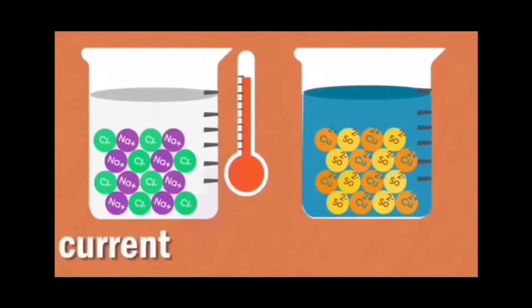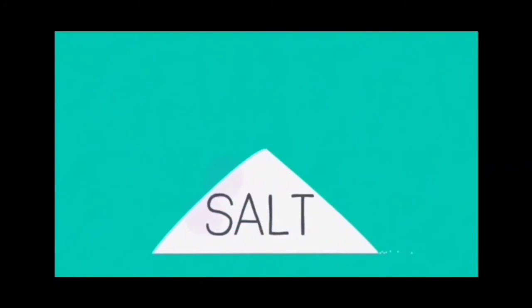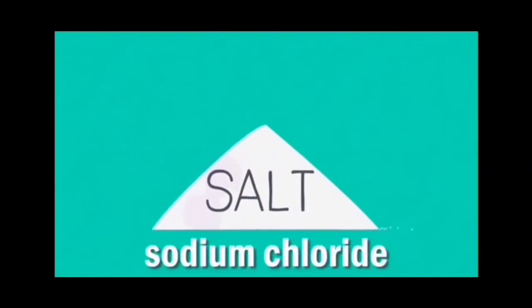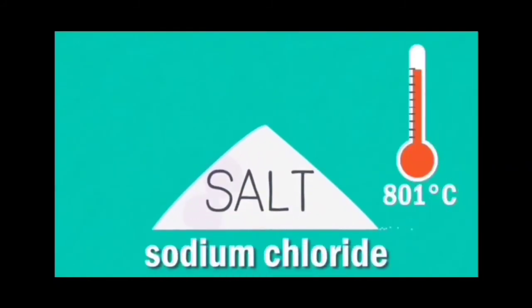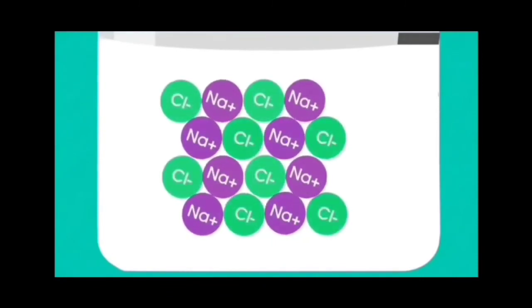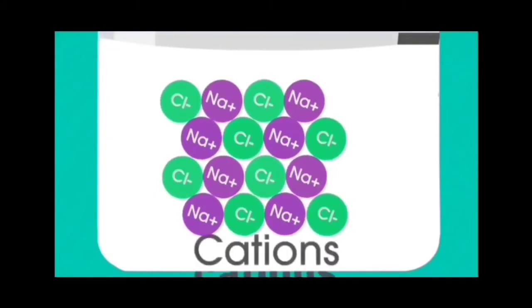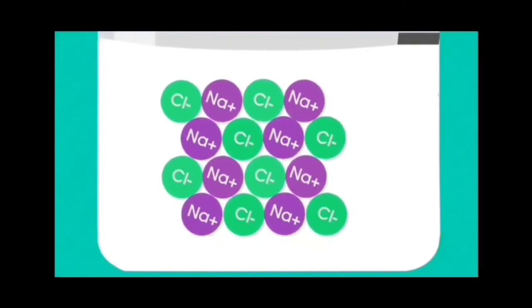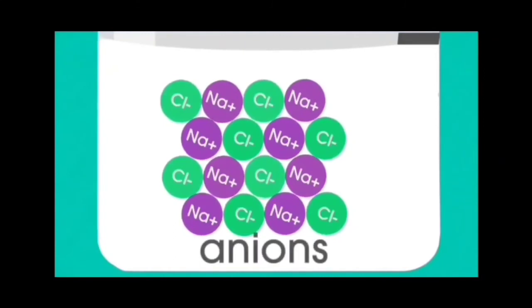They both are able to carry current, and that is why they are called electrolytes. Let's take the example of salt. Sodium chloride is not an electrolyte in a solid state, but when heated to 801 degrees, it melts. It forms molten sodium chloride. In molten sodium chloride, sodium ions and chloride ions are formed. Sodium ions are positively charged and chloride ions are negatively charged. The positively charged sodium ions are called cations, and the negatively charged chloride ions are called anions.